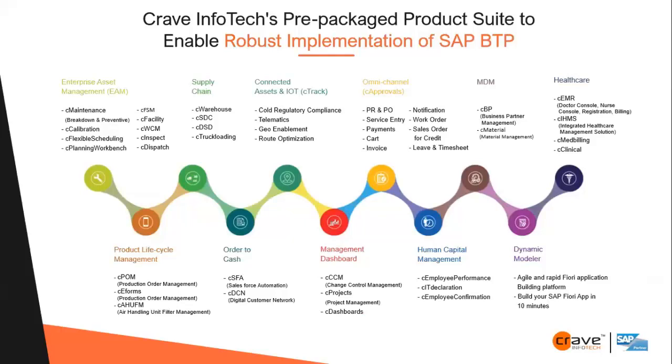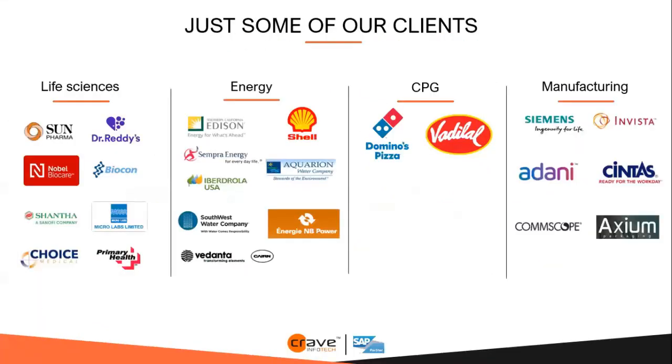You see, we are covering almost every functionality of the organization when it comes to plant, shop floor, stores and logistics, sales, materials management, approvals, management dashboards, human capital management, and so on. So we have multiple solutions, and we can brief further one-on-one if you connect with us to understand more about the rest of our solutions. We are covering life science, energy, CPG, manufacturing, engineering. These are the major industries we have worked with.